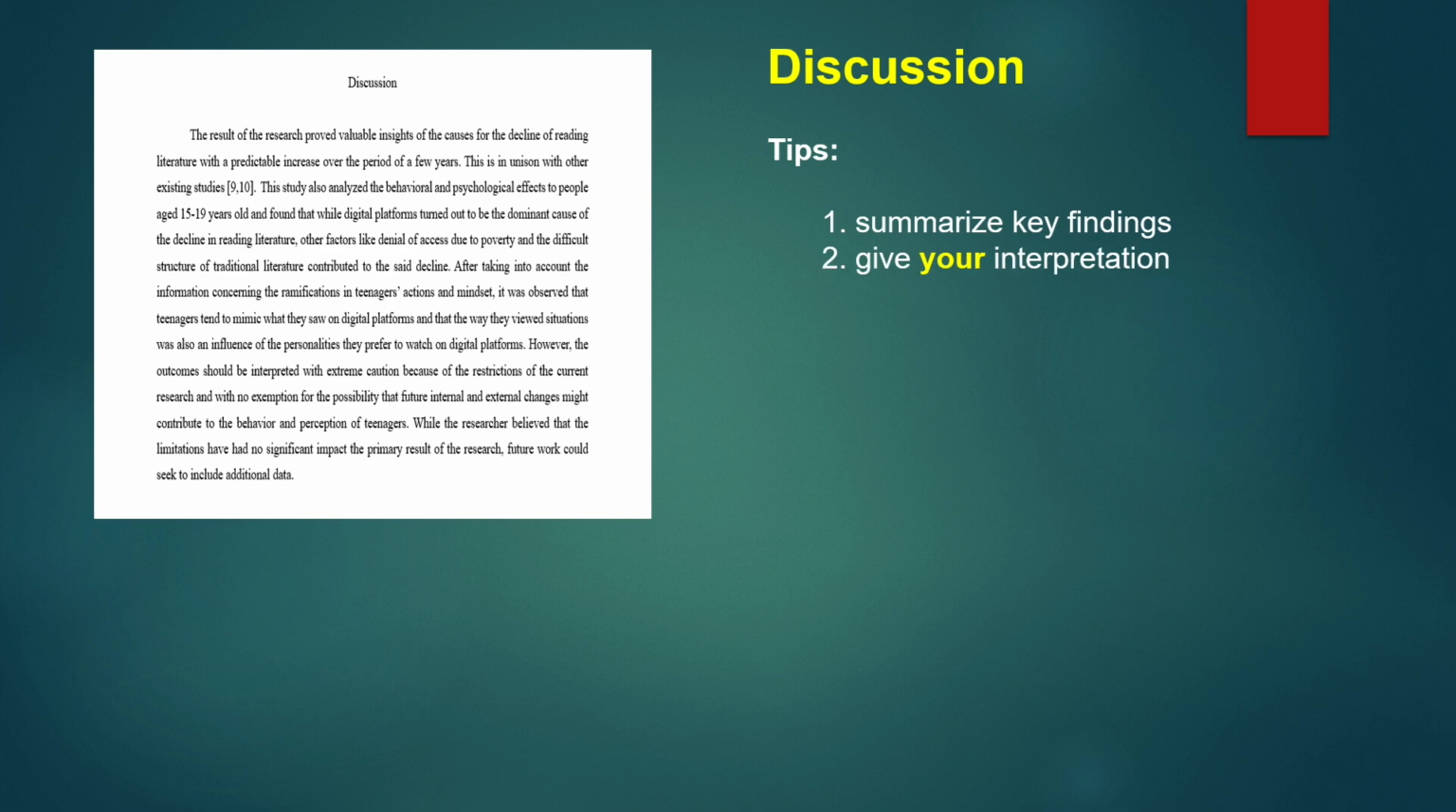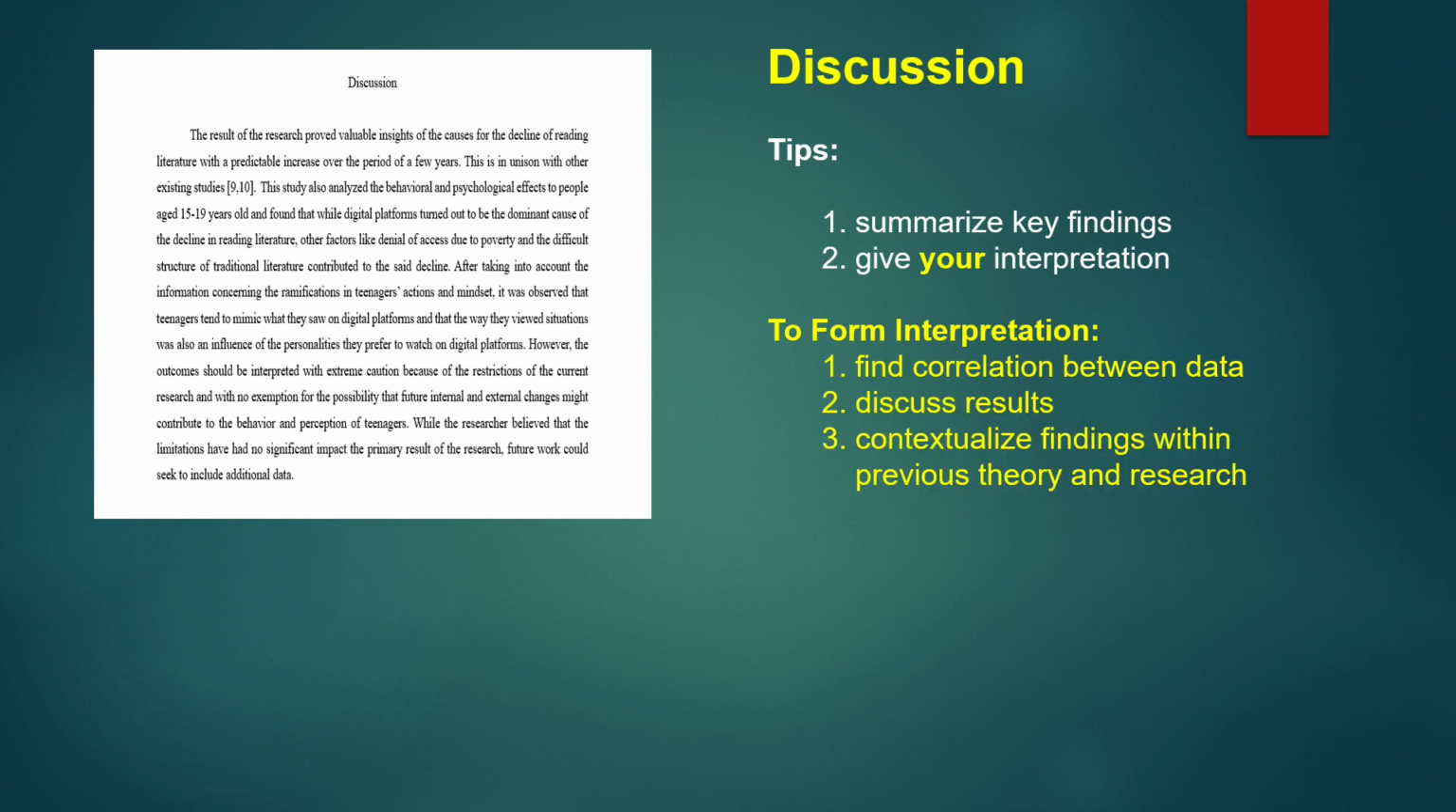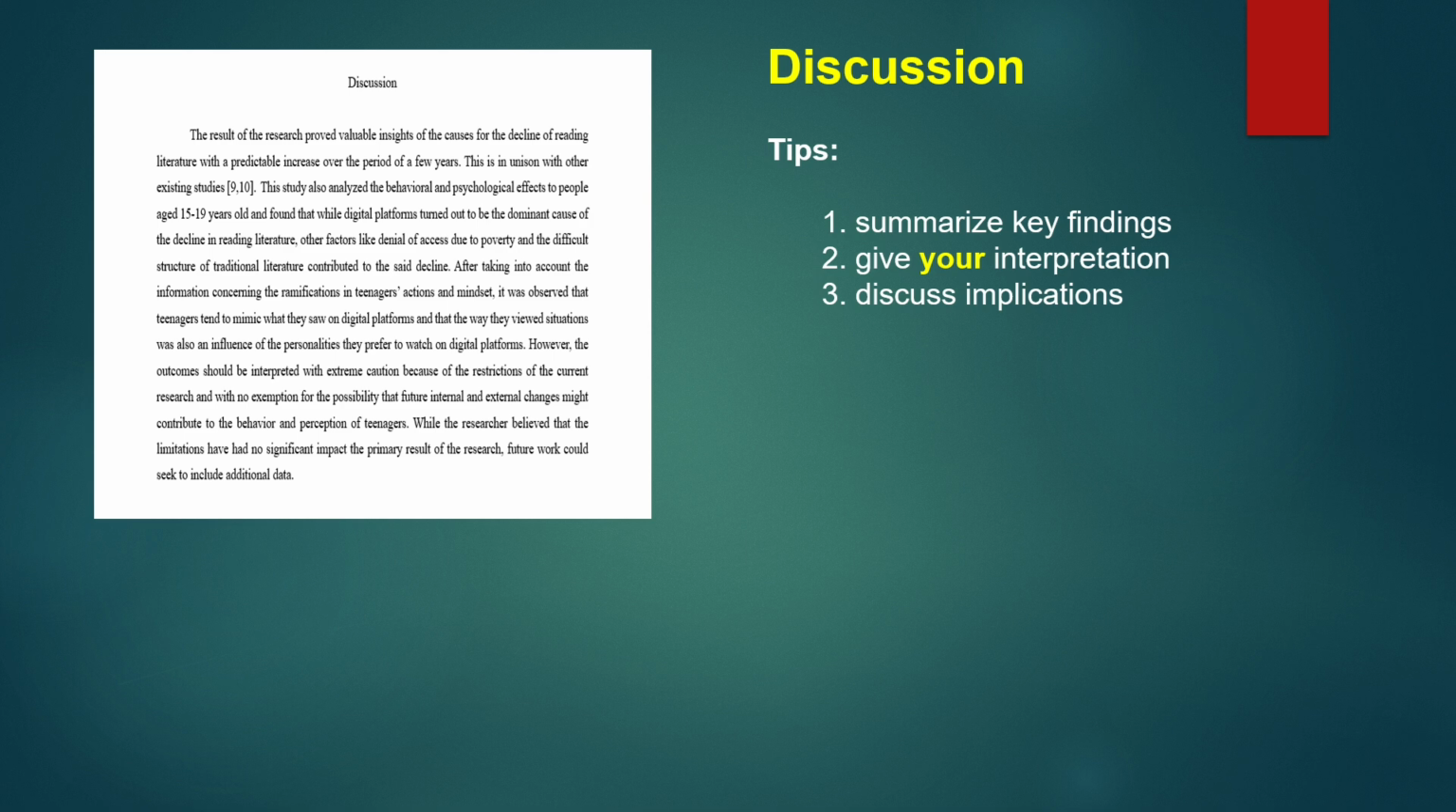Then give your interpretation. Now, to form your interpretation, try to find correlation between data collected, discuss if the results met your expectations or supported your hypotheses, contextualize your findings within previous theory and research, explain unexpected results, and consider possible arguments on your position. The next thing to do is to discuss any implications. In doing so, always remember to relate the results with the related context you mentioned in the review of literature. You also have to accredit limitations and finally, make your recommendations.